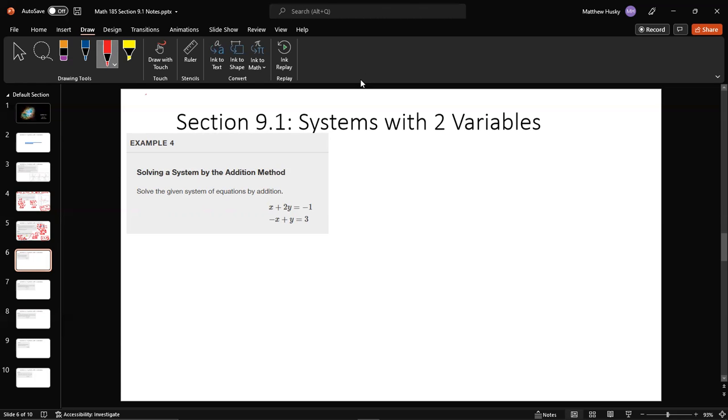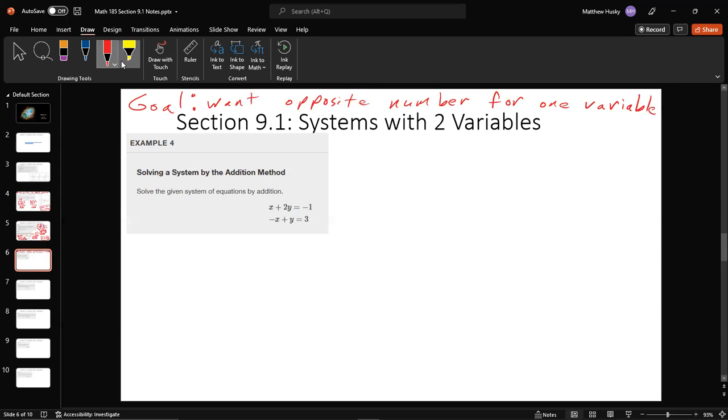But the thing to remember, I like to call this your goal. The thing to remember is your goal, which is you want opposite numbers for one variable. That is your overall goal, to make the addition method work.